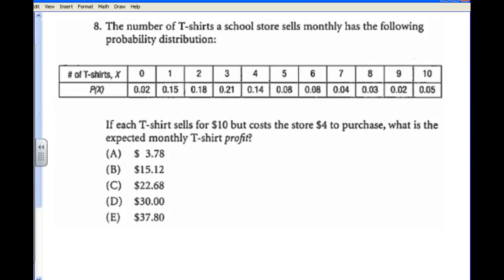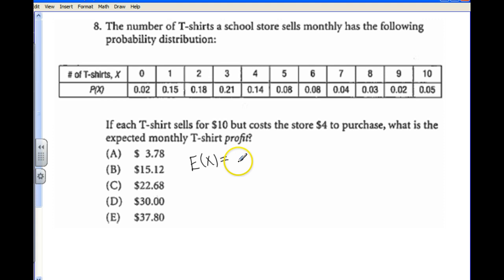Here we go. The number of T-shirts a store sells monthly has the following probability distributions. So we have these probability distributions. This is the idea of expected value. And so we say the expected value, use a big E for this, of this is going to be, and so we start multiplying, right?